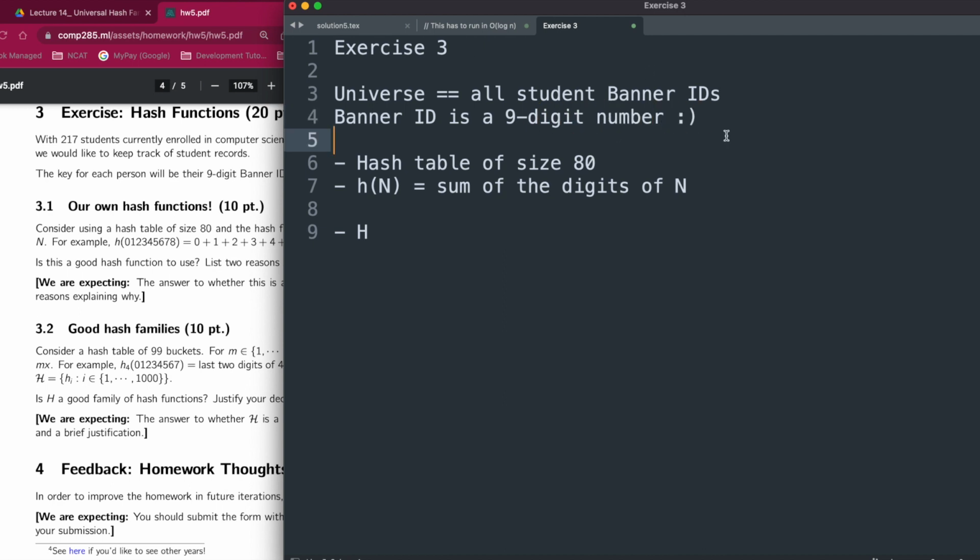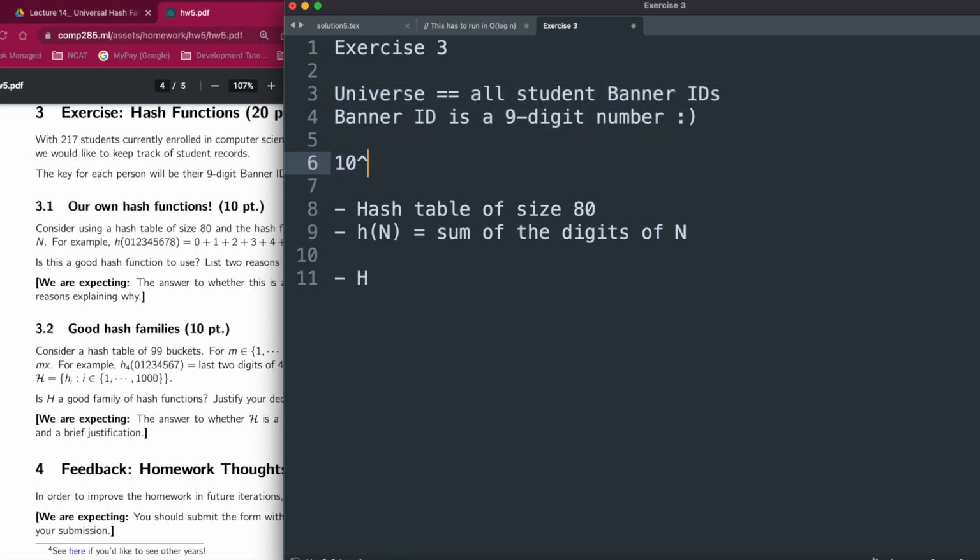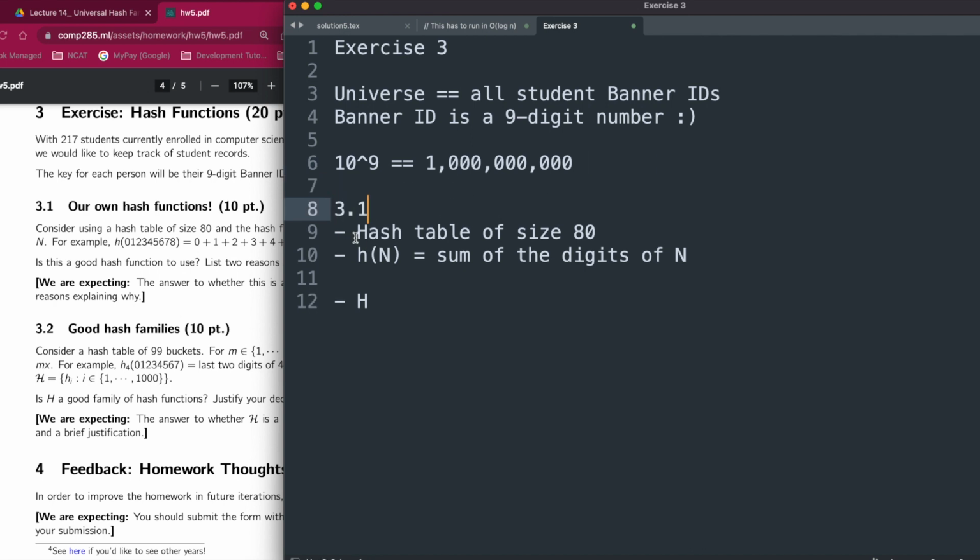Okay, so basically our universe is of size 10 to the 9th, which is actually pretty big. That's essentially 1 billion possible elements, because we have a 9-digit number, and then there's 10 possibilities for each spot in the number, right? So this spot can be 0 through 9, 0 through 9, 0 through 9, etc. So for 3.1, we're given that we have a hash table of size 80. You can imagine that hashing a billion elements into a hash table of size 80 is a little bit questionable.